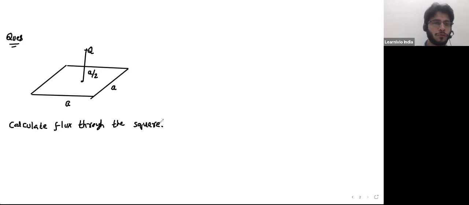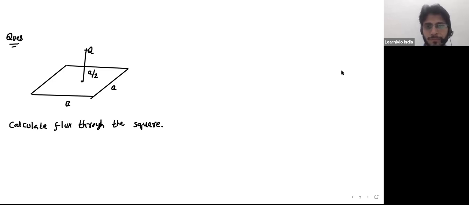Okay, so first of all, Amalia, can we use Gauss law for a square? Can I use Gauss law for the square? No, we can't. Why not? Why can't we use Gauss law for the square?